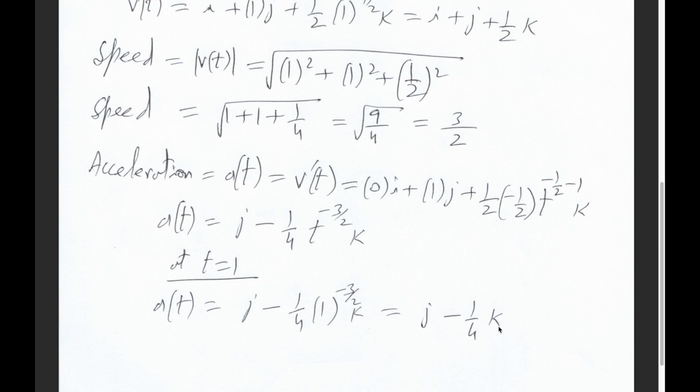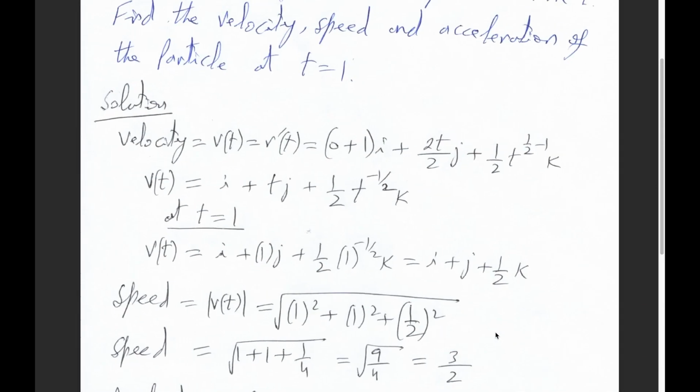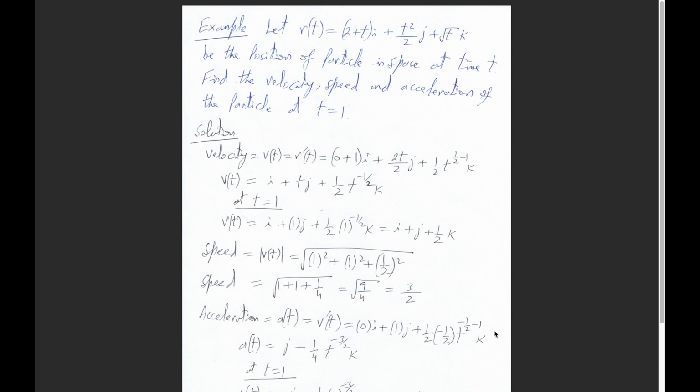So I think the concept is very clear. So what you will do, we can repeat the whole example one more time. The idea was, the same position vector was given, and we have to find the velocity, speed, and acceleration, but at some specific time. So the time t is given as 1.